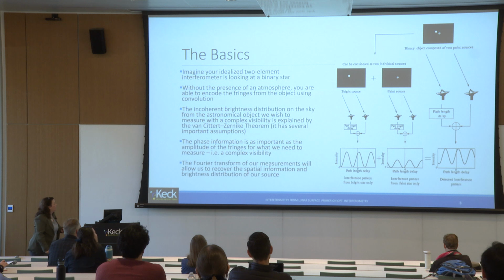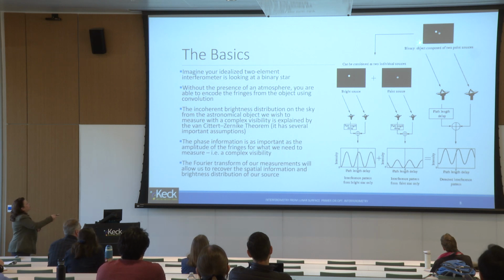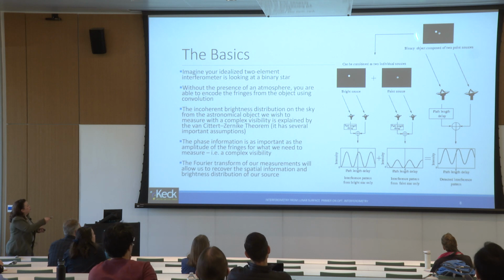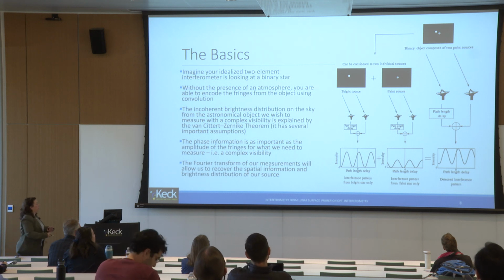So this is one of my very favorite slides. I use it in almost every talk I ever give. This is taking your idealized 2-element interferometer and looking at something very simple, a binary star. So hopefully you can see that you've got a bright and a faint star in your binary system. And my simple 2-element interferometer is going to be looking at this whole thing and trying to make a measurement.